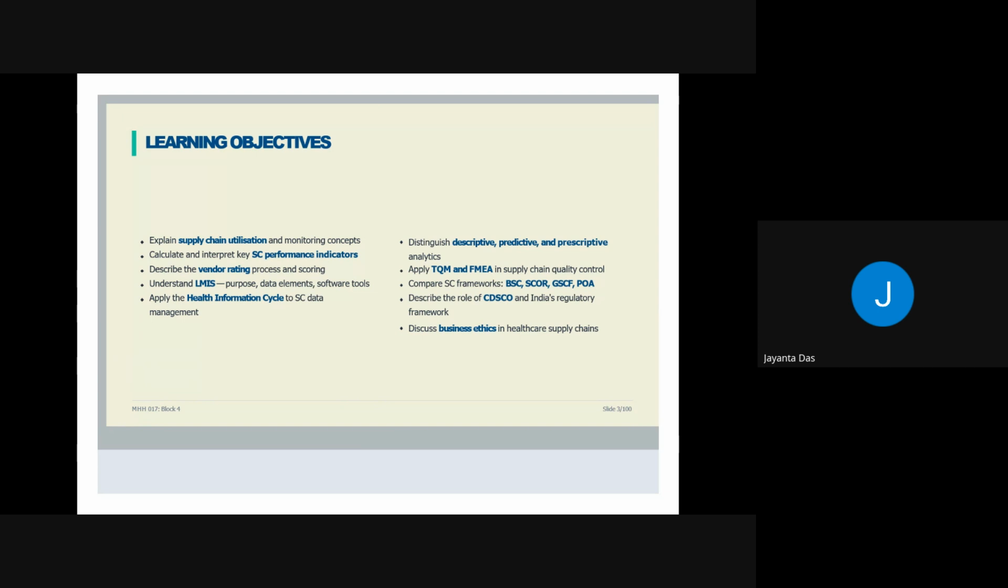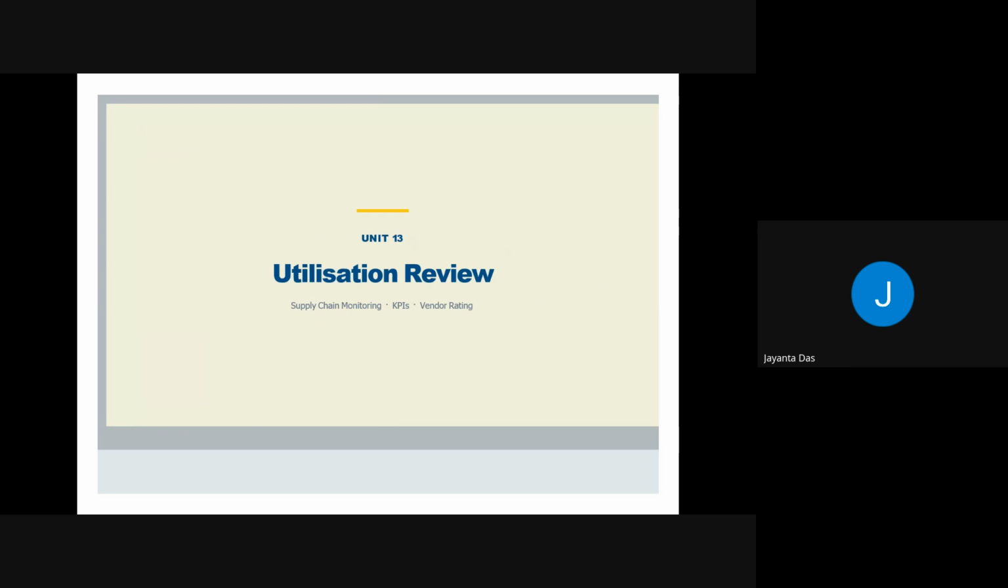We will also try to understand the descriptive, predictive, and prescriptive analytics, apply TQM and FMEA in supply chain quality control, compare supply chain frameworks of various types, that is BSC, SCOR, GSCF, and all, and also describe the role of CDSCO and India's regulatory framework, and discuss business ethics in healthcare supply chain. Let us start with the first one, Unit 13, dealing with the utilization review.